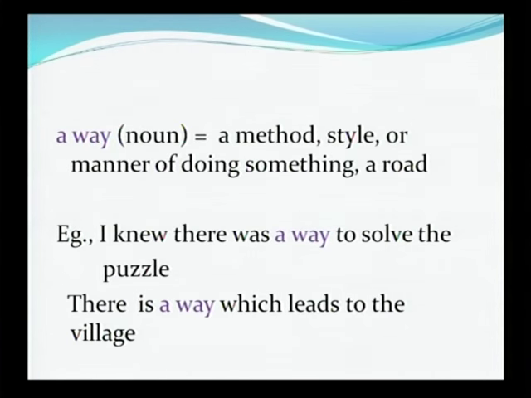Now, let us look at "a way". It means a method or a style or a manner of doing something, or a road. There is a way to go. For example, there is a way which leads to the village. A method: I knew there was a way to solve this puzzle. Suppose your mathematics teacher gives you a puzzle, and you solve it and say, this is the way I solved this problem.